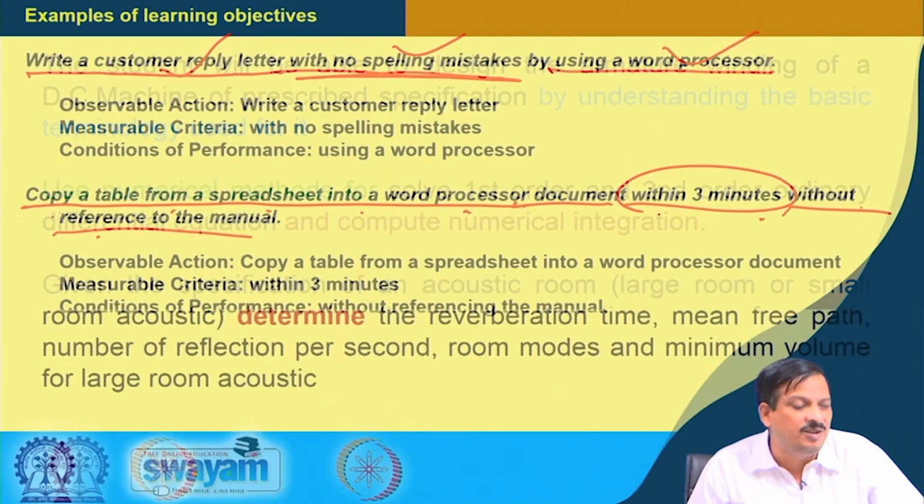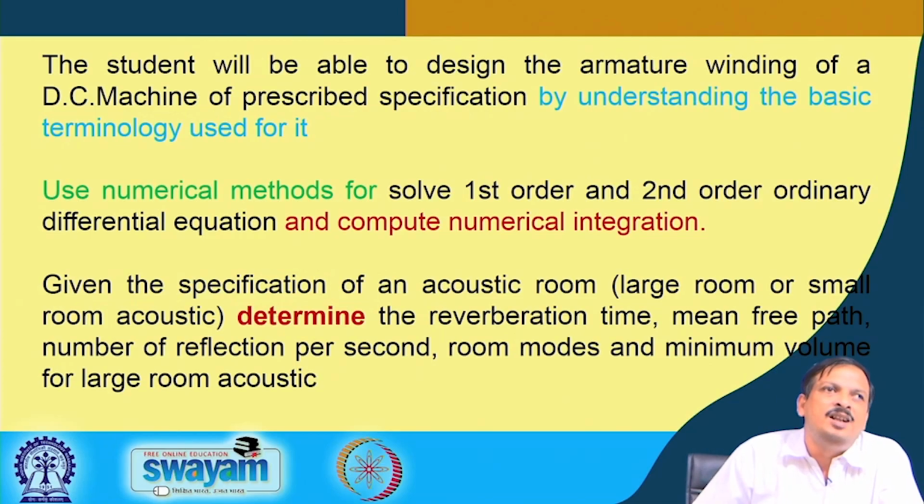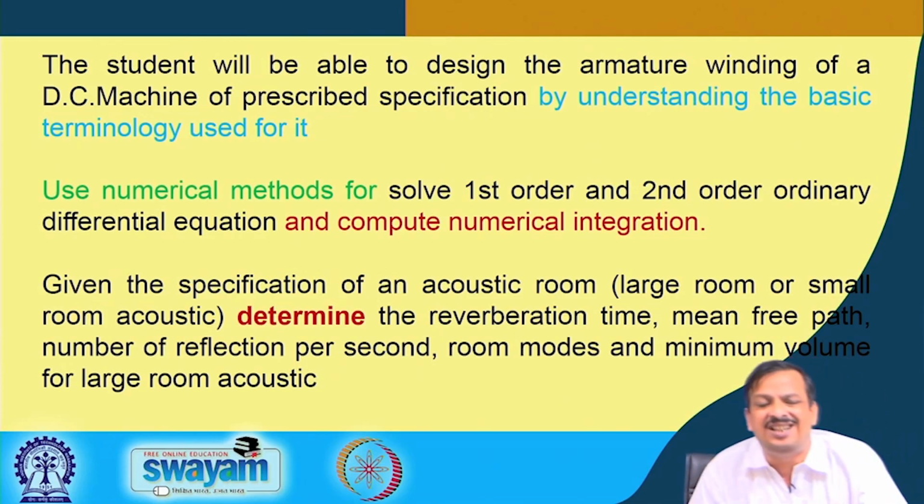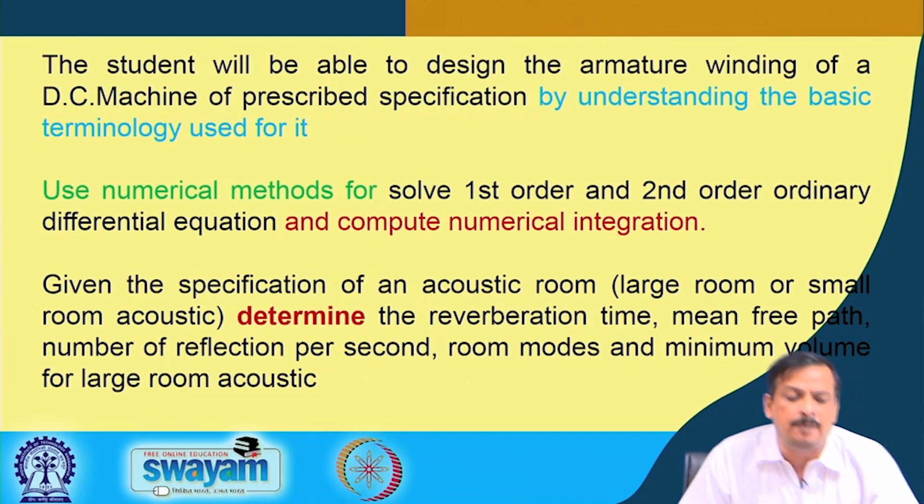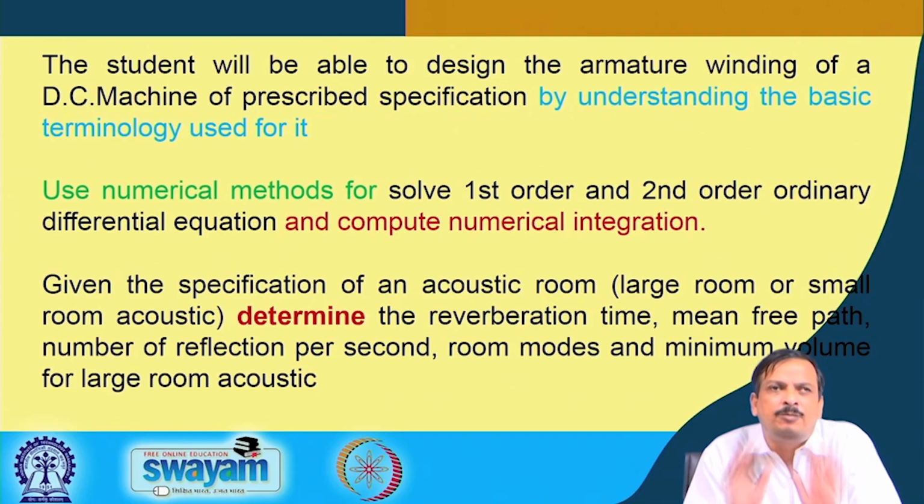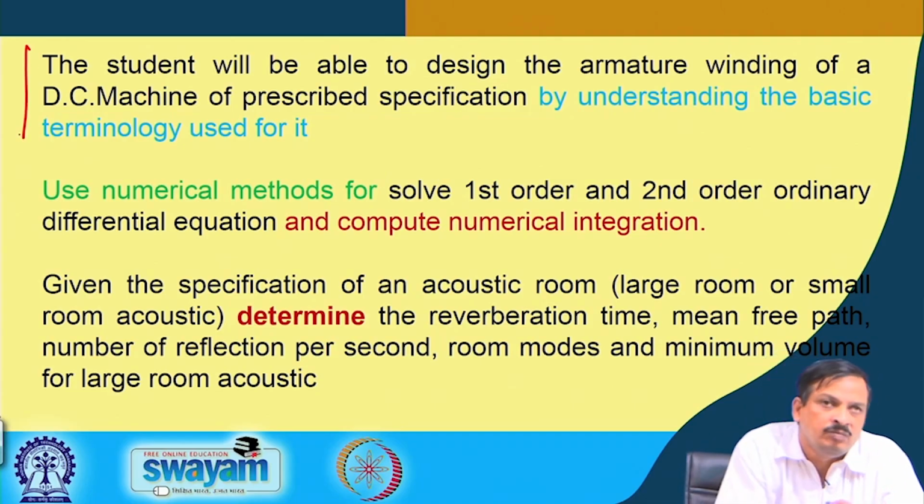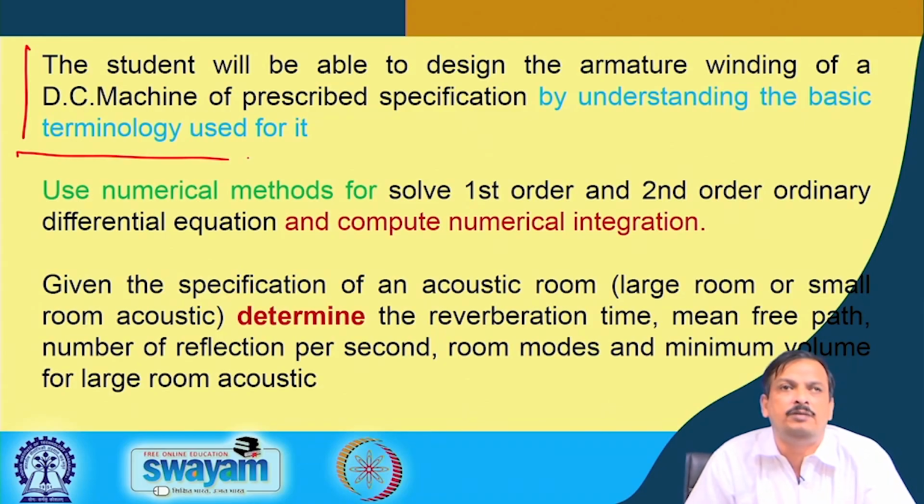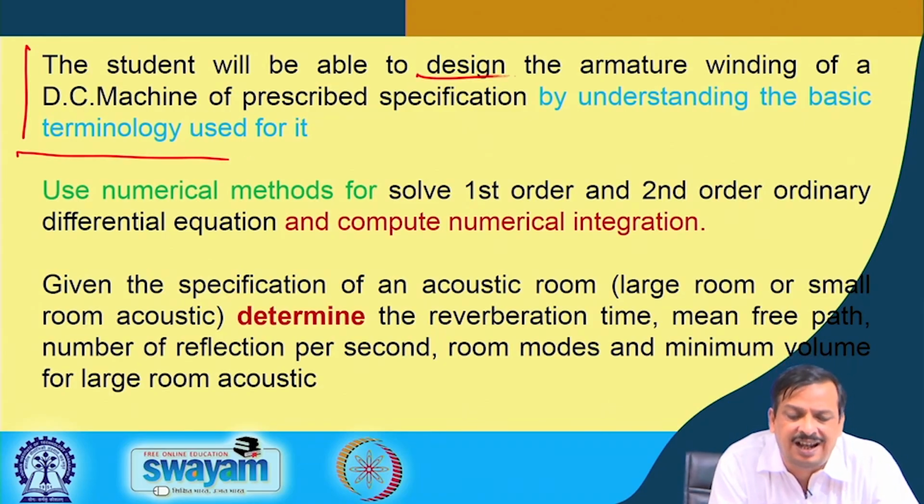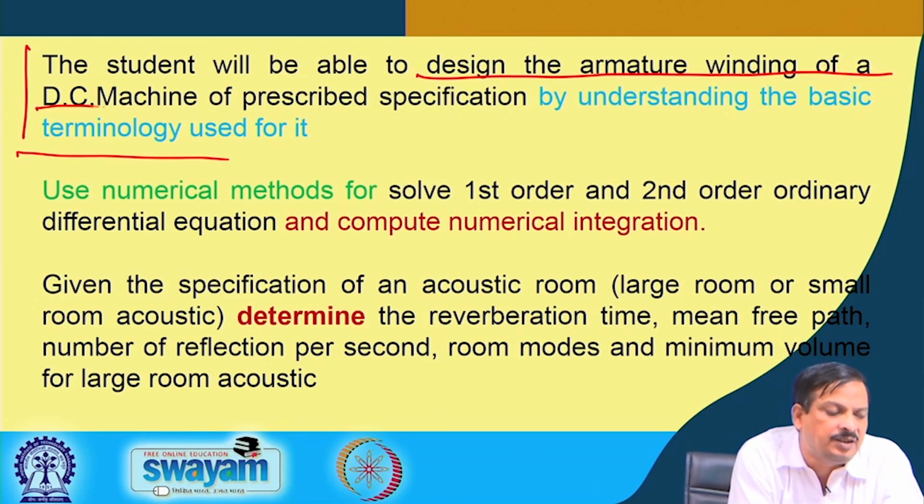Let us give you an example on the technical side. The student will be able to design the armature winding of a DC machine of prescribed specification by understanding the basic terminology used for it. What is the performance component? I am not saying whether this is achievable, specific or measurable. Let us not comment on that. First, find out, if this is my outcome, what is the performance component? The performance component is to design the armature winding of a DC machine.